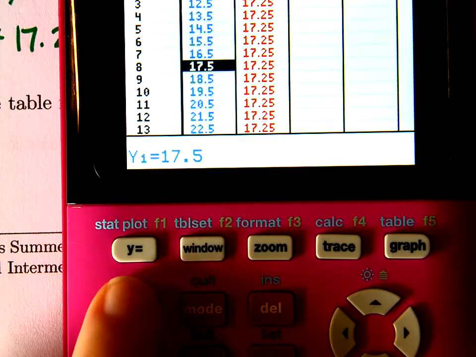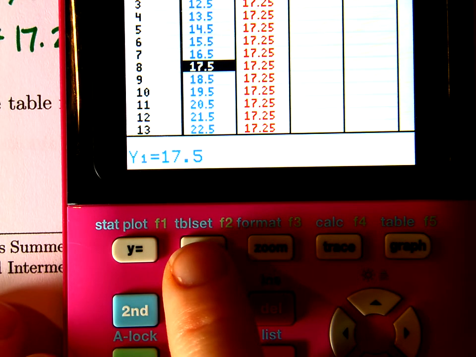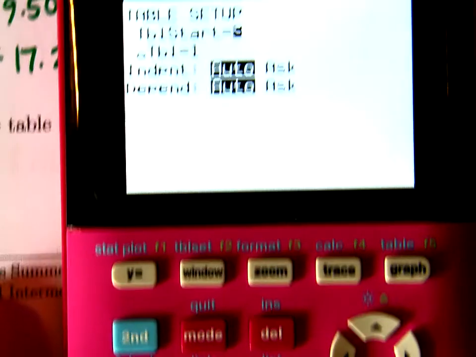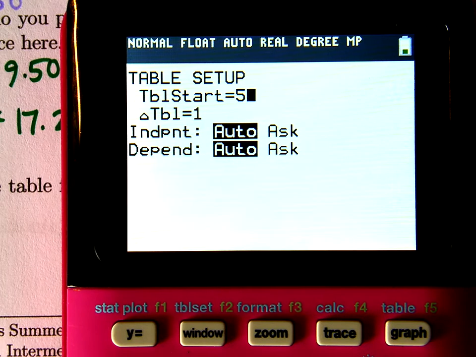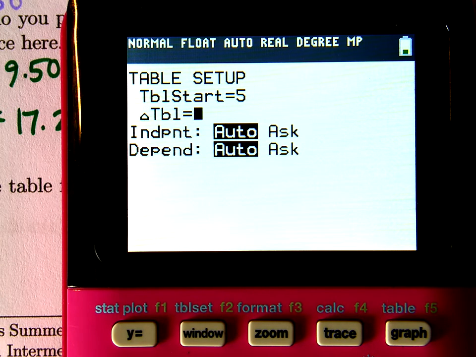So we're going to go second, maybe we should do table set. Do we really want our table to start at 3? Let's start our table at 5. That's a little bit closer. And instead of incrementing by whole numbers, well, we know we're going to have to increment at least by quarters because that's what our solution ended up. Let's suppose I put in here, let's go by tenths.